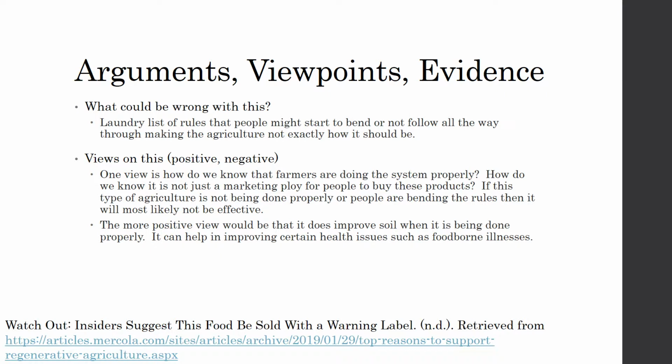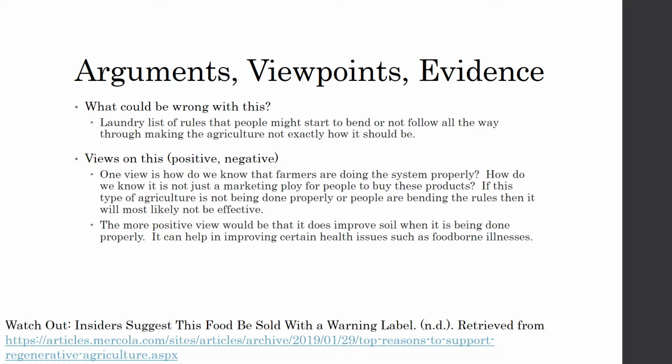If it becomes all about the rules and following them, farmers or the workers may tend to bend the rules or not do everything in them, and then what comes out of this type of agriculture won't really be effective and won't serve its main purpose, which is to benefit our health, the way our crops are grown, and the overall soil. And if this system isn't being done how it should be, then it really isn't effective.